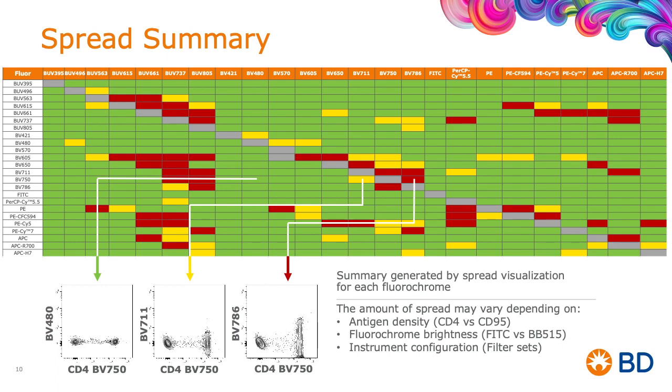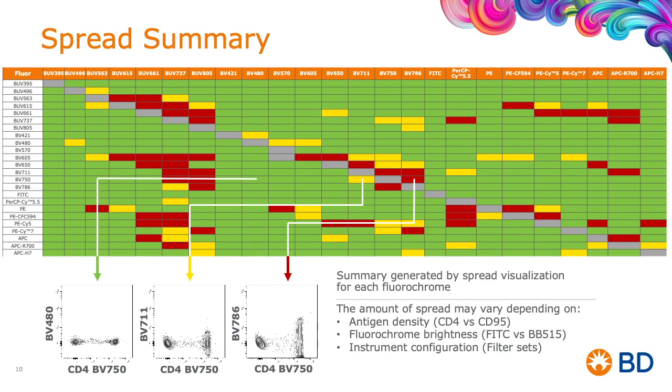If you follow the green arrow and the white line, you would see, for example, the green box where BV750 intersects BV480 and the corresponding plot where the positive and the negative populations have the same width in the BV480 channel. So that's what we call no spread. These two fluorochromes do not overlap. There is no concern of spillover and spread.